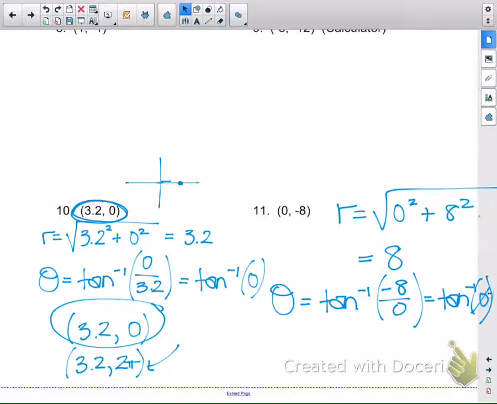So my question to myself is then, where is tangent undefined in my chart? Pi over 2, which means also where else? 3 pi over 2. Let's check where this point is before we use either one. 0, negative 8. It's on the y-axis on the bottom. So what's the angle we have to use? It'd be negative pi over 2, or 3 pi over 2. Either one.